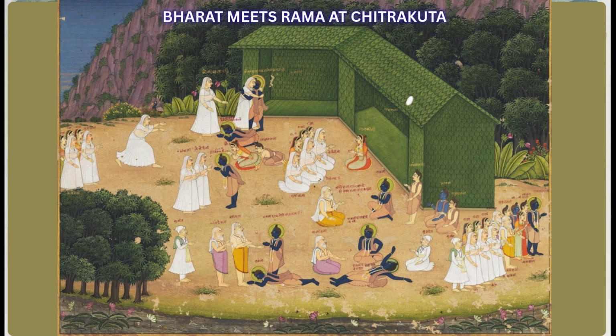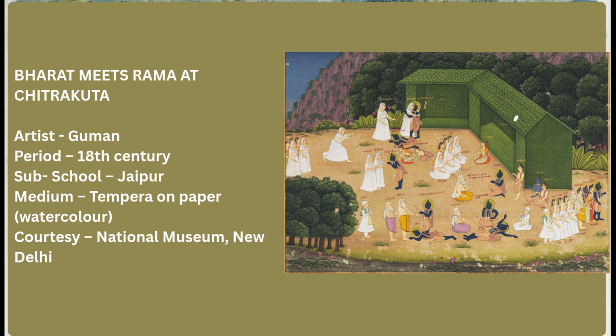The Jaipur school takes that Mughal refinement even further, which makes sense given their geographical closeness and cordial relations with the Mughal emperors. A stunning example of Jaipur's prowess is the painting Chitrakoot Mein Ram Aur Bharat Ke Milan, painted by the master artist Guman around 1740 to 1750.